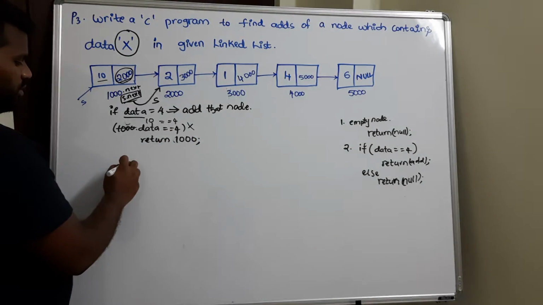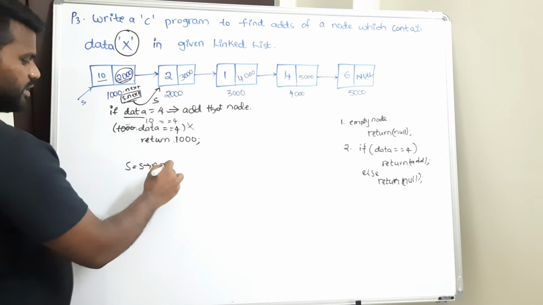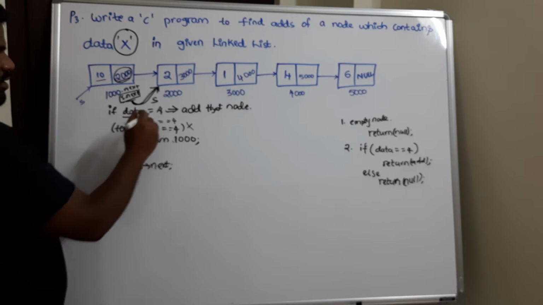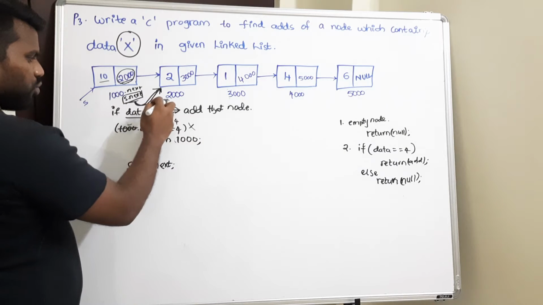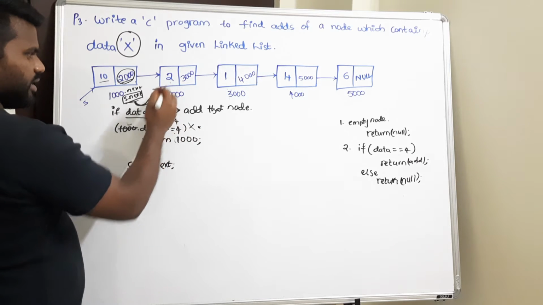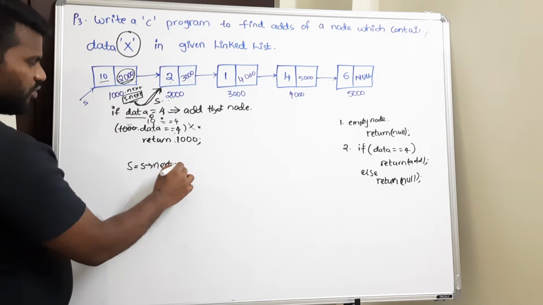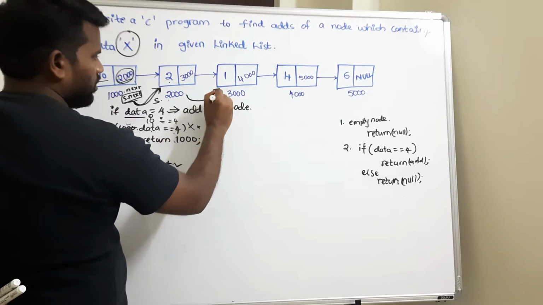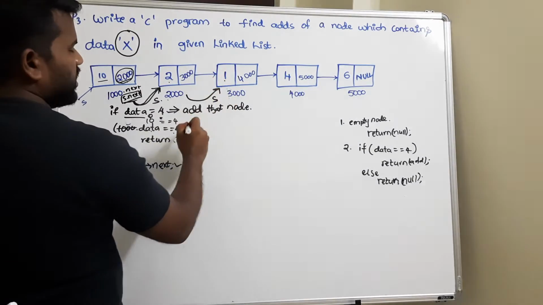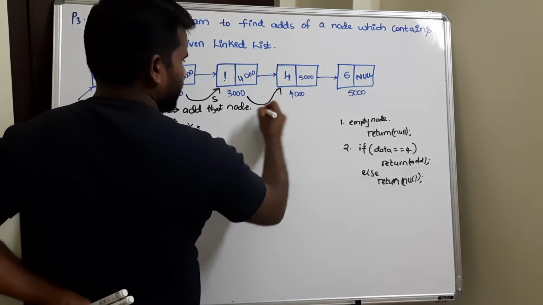So it is false, right? So what I do, s is equal to s next. That means I am moving to the next node. Okay, so here I came. What I am doing again, 2000 dot data equal to 4, not equal because the data is 2, right? So it is not valid. So again I am moving to the next node. I came here, next node. Is data 1 equal to 4, not equal to 4. So I am moving from here to here, s, right?